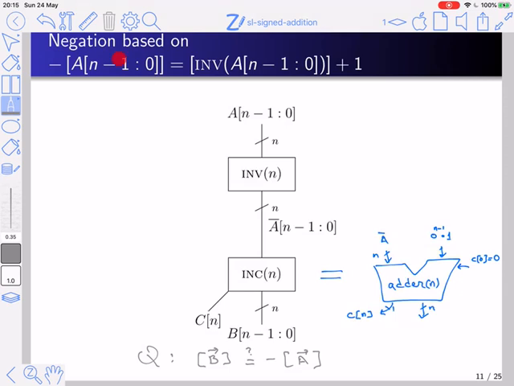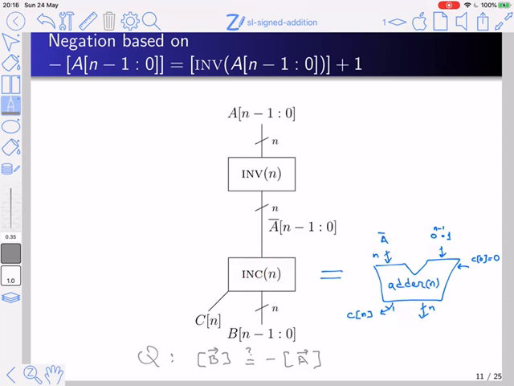Okay, we have a claim that tells us that minus the number represented by A in 2's complement representation equals the number represented by inverting the bits of A in 2's complement representation plus 1. So let's follow this recipe. Let's take the bits of A, invert them as suggested by this claim, and then add a 1. We add the 1 by employing a circuit called an incrementer.